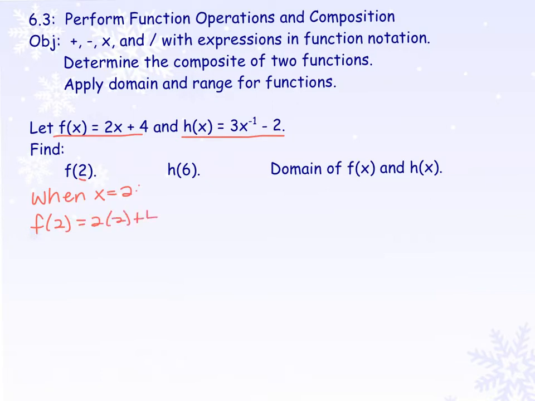Hopefully this looks completely familiar to you. Where you see x, plug in 2 and then simplify. 2 times 2 is 4. 4 plus 4 is 8. What that means is f of 2 equals 8.